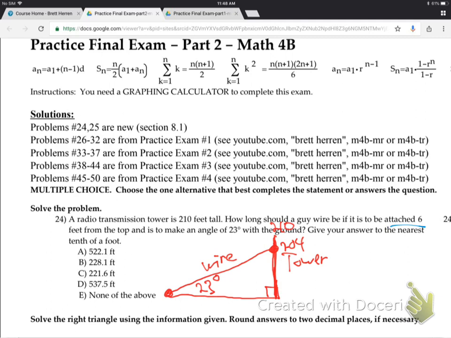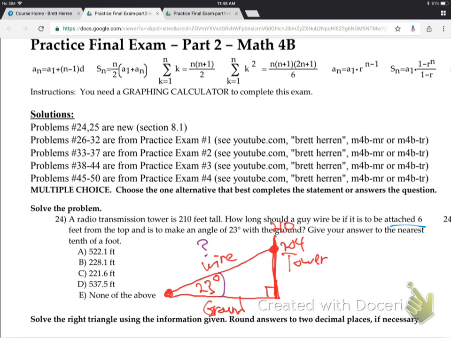Let me hold up there for a minute. Is that making sense what I'm doing? So we have this radio tower that goes all the way up to 210 feet, but we're attaching the wire 6 feet from the top, so at 204 feet. We attach the wire, it goes all the way to the ground, and makes an angle of 23 degrees with the ground. This is the ground here. And the question is, how long is that wire? The wire makes a 23-degree angle with the ground.